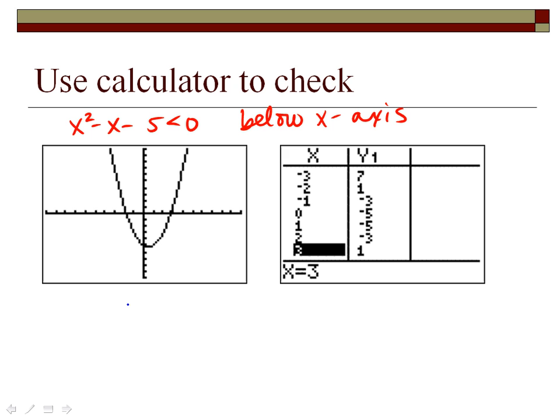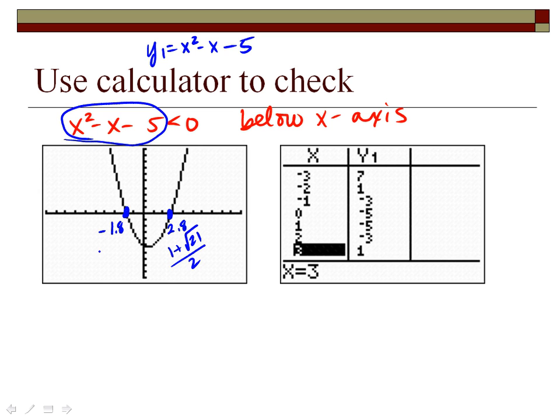On the graphing calculator, if I look at x squared minus x minus 5 is less than 0, and I input into y1 x squared minus x minus 5 and graph it, my solutions are the negative 1.8 and that positive 2.8, which is really 1 minus the square root of 21 over 2 and 1 plus the square root of 21 over 2. And then I look at what happens around those endpoints. Here's my region A, B, and C.